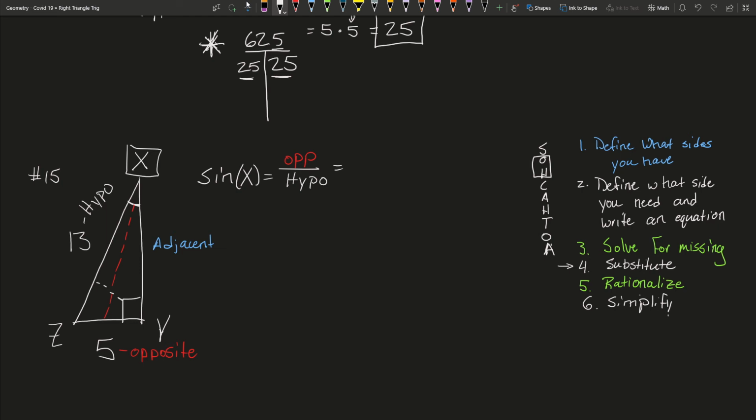And then, since we have both of those, we can skip to solve for the missing side and just go straight to substitute. So our opposite side is 5. Our hypotenuse is 13. And that is simplified. And then we're done. Are there questions over this problem?